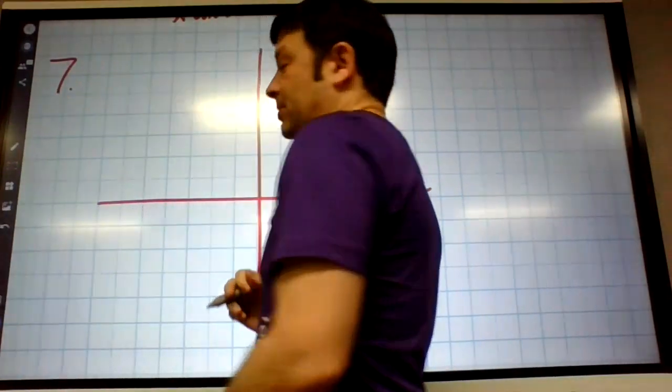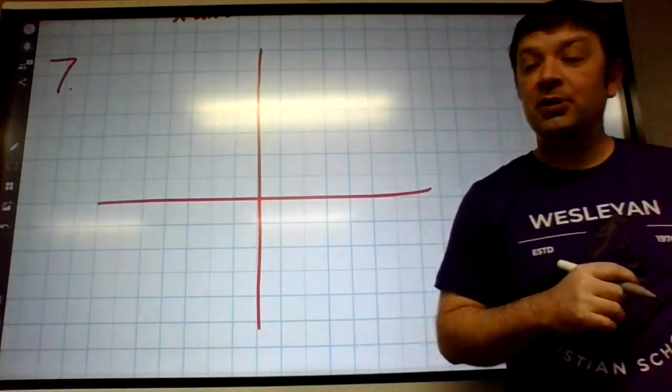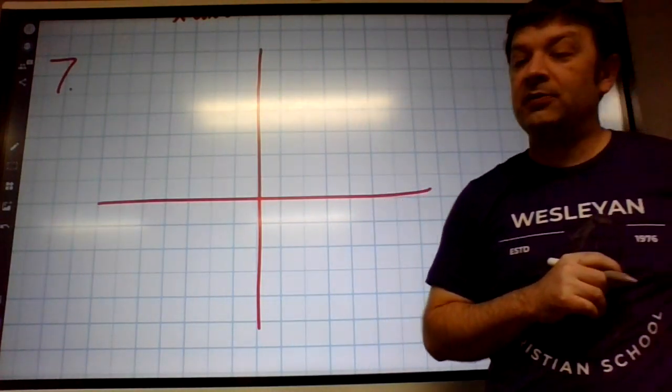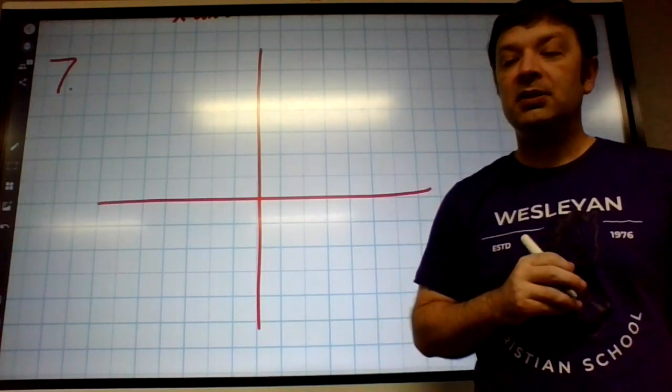Okay, but first on number 7, let's find the center. Where is the center of the graph going to be on number 7? 0, negative 1.